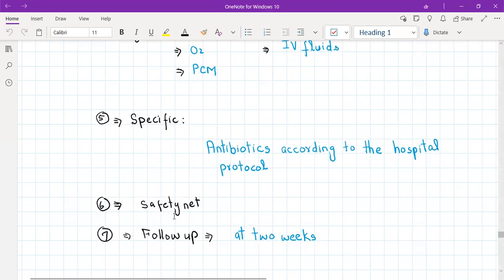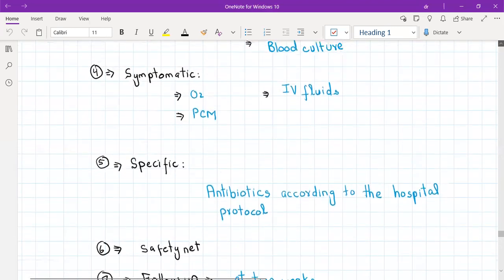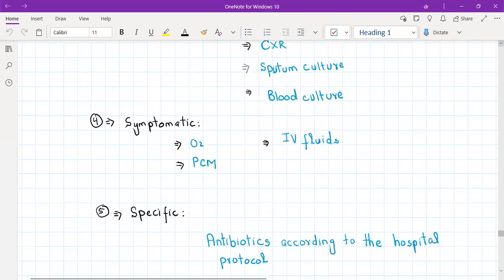So follow-up in this patient will be at 2 weeks. And all right, so this was all about shortness of breath, and I will see you in the next video.